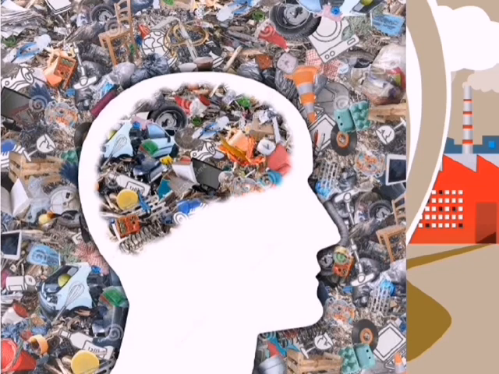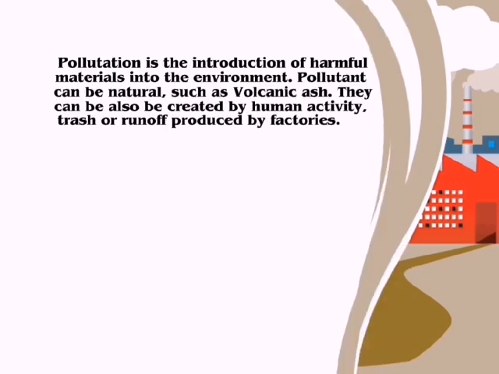So we are going to discuss the three major types of pollution, which are air pollution, water pollution, and land pollution. But before that, let us first define what pollution is. Pollution is the introduction of harmful materials into the environment. These harmful materials are called pollutants.